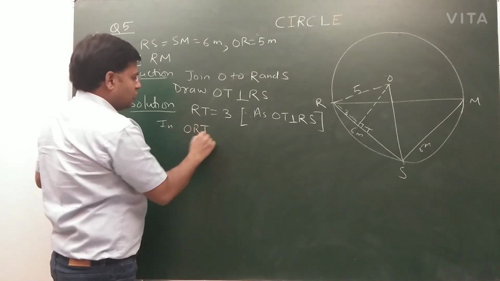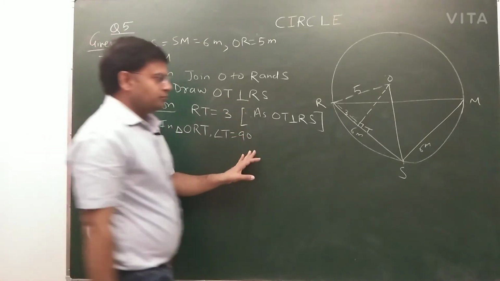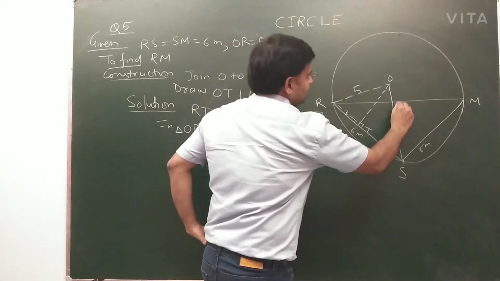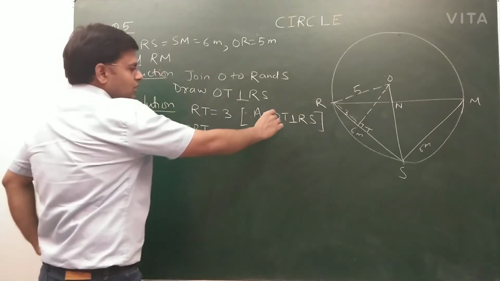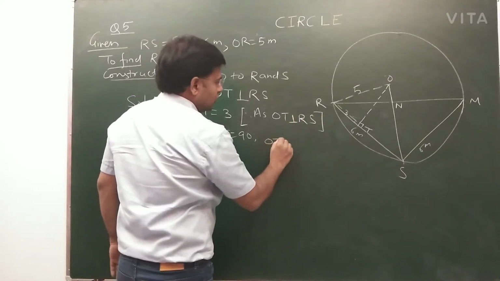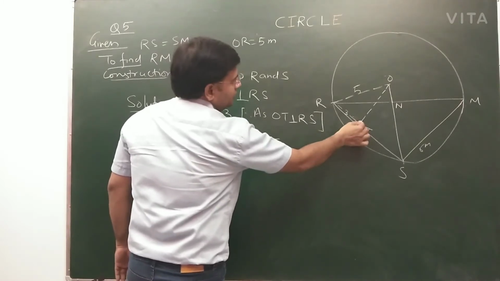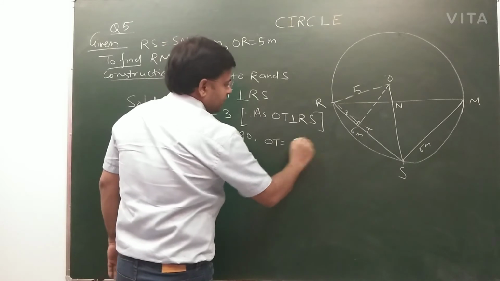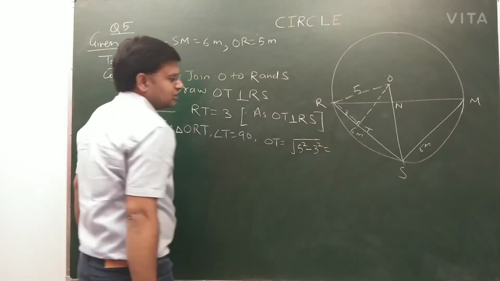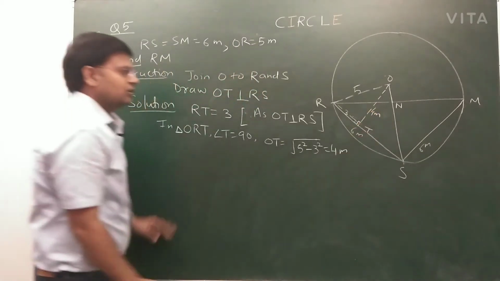Now you consider triangle ORT. In triangle ORT, angle T equal to 90 degree. So you can apply Pythagoras theorem. So apply the Pythagoras theorem, what you get. So according to Pythagoras theorem, OT is actually equal to 5 square minus 3 square, which is going to be 16, and the square root of 16 is going to be 4 meter. So this is your 4 meter. So we have got this.